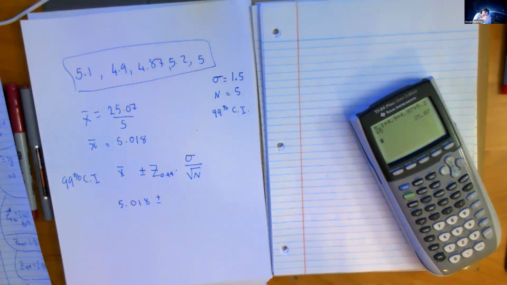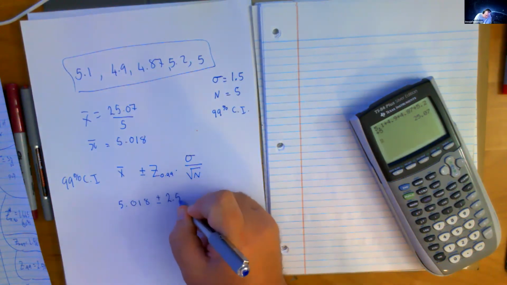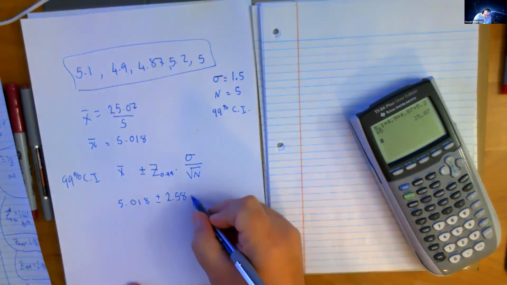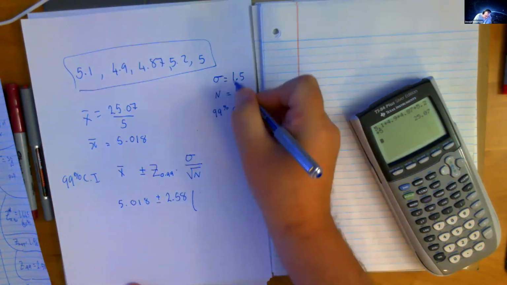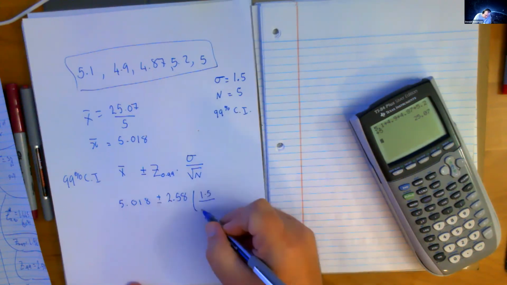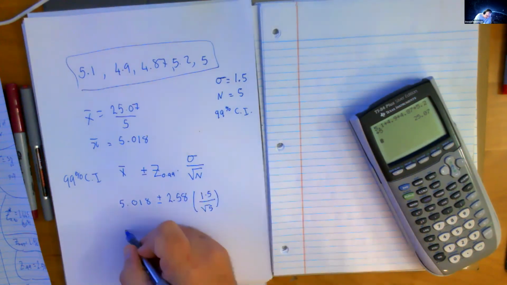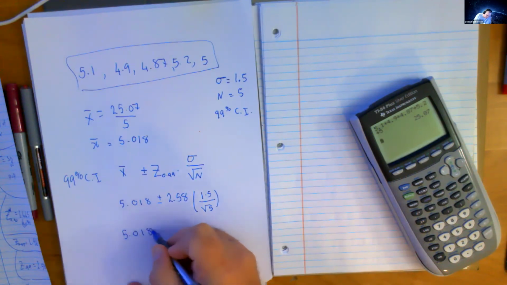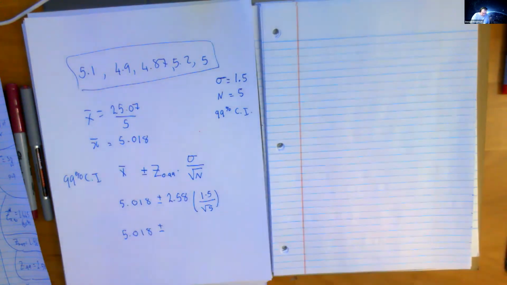Who has been good at memorizing digits or has notes in front of them? What's the magic z-score for 0.99? It's the same number for every question. 2.58. And two people were right on it. Multiplied by 1.5, divided by the square root of 5, and we get 5.018, give or take. So I'm going to go 2.58 times 1.5, and I'm going to divide it by the square root of 5.